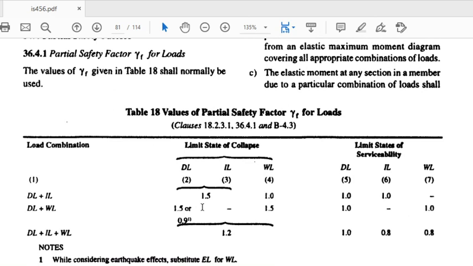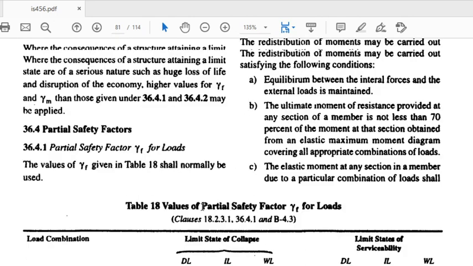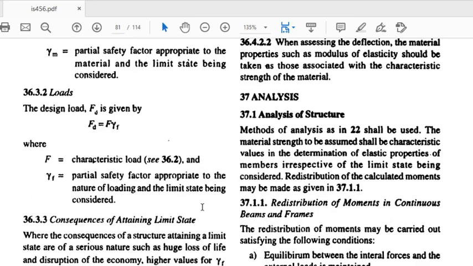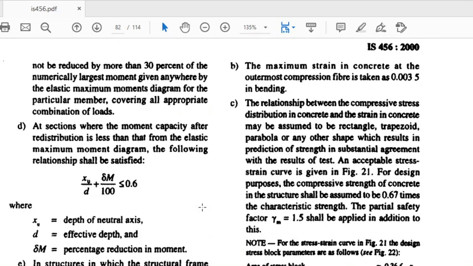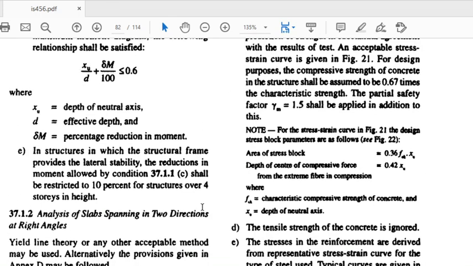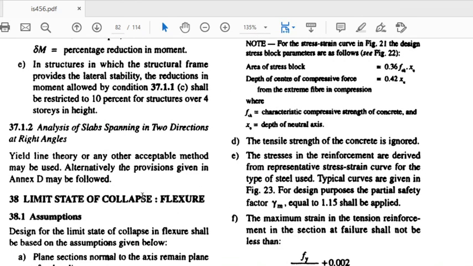Everything is given in IS. You must know where it is given. It's important. Then let me show you these things, which you will be able to study. Now, limit states are of many types. The first one is flexure.